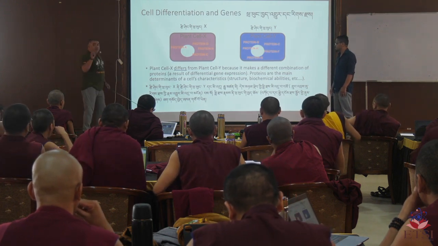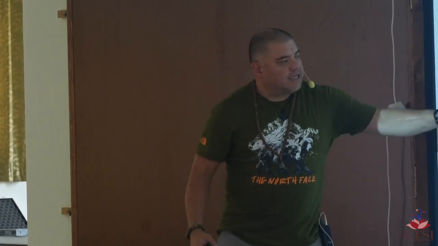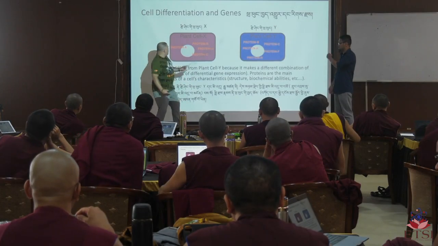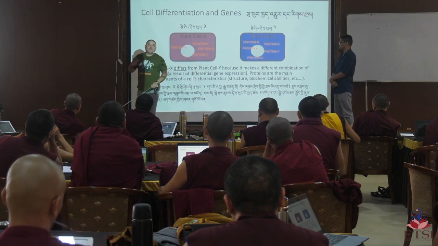What is important to note is that different proteins, different enzymes have different functions, right? So plant X will differentiate because of the different functions of A, D, H, and C, and Y will differentiate differently from X because of the different enzymes with the different functions.